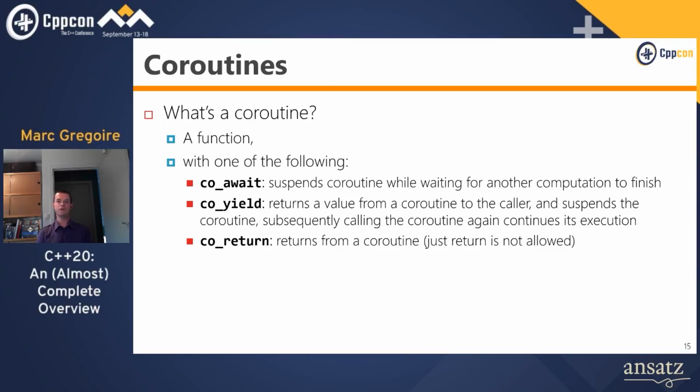It suspends my coroutine, and subsequently, when the caller calls my coroutine again, it is resumed at the statement after co-yield. And finally, if you want to really stop your coroutine, if your coroutine is really finished, you can do a co-return. In a coroutine, you're not allowed to just use the return statement, you have to use co-return.